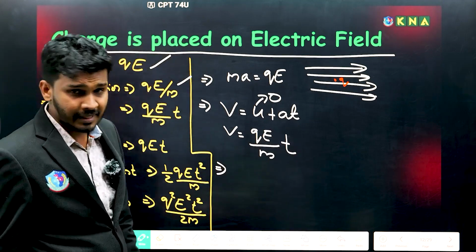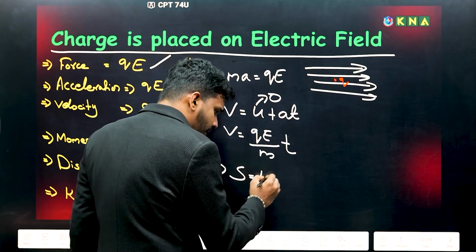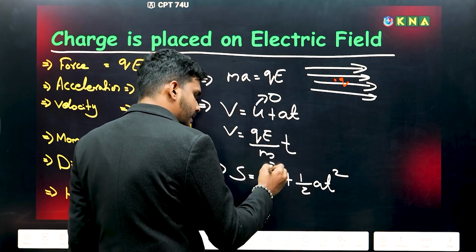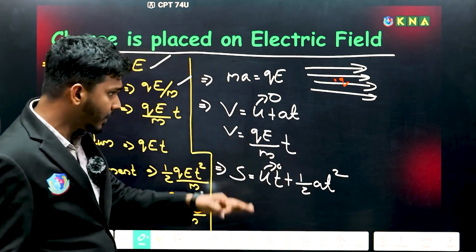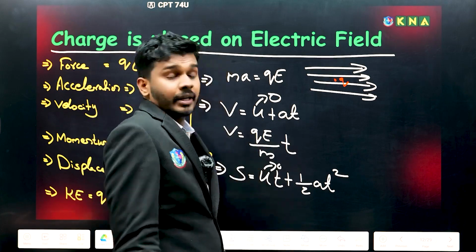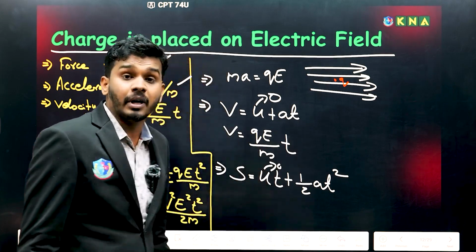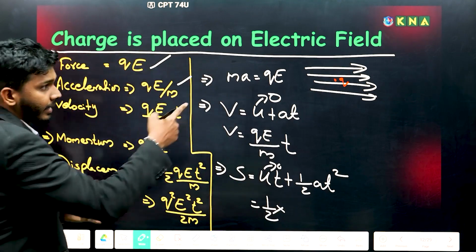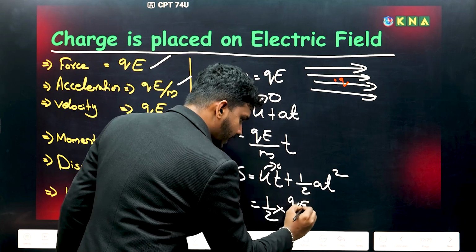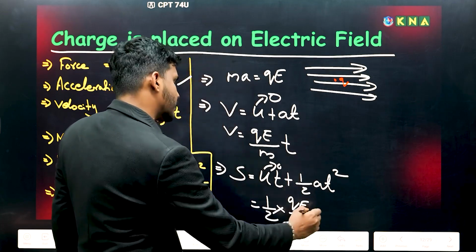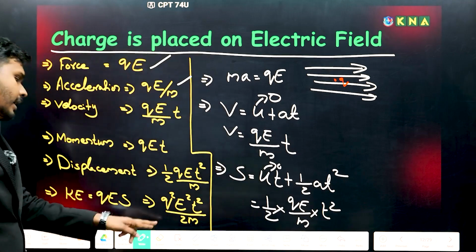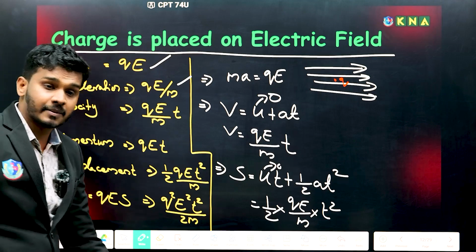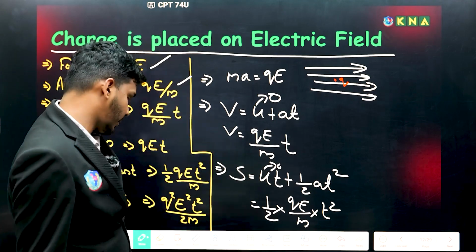Displacement. Displacement S is equal to ut plus half at square. Initial velocity is 0 before applying the electric field, so u is equal to 0 and that term becomes 0. So the equation becomes half a t square. What is a? QE by m. So displacement is equal to half QE t square by m.